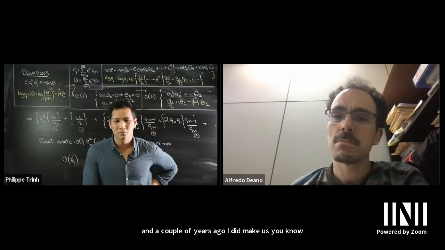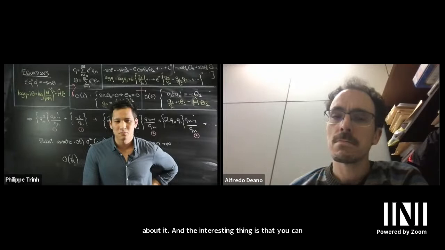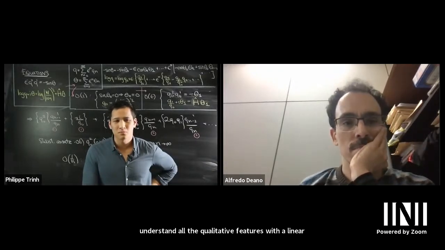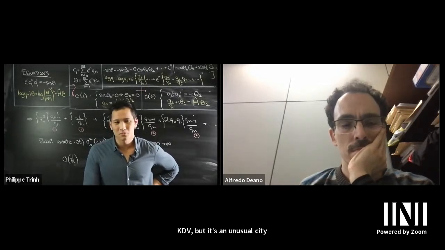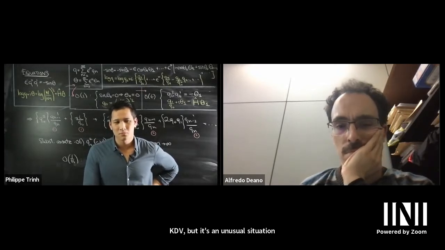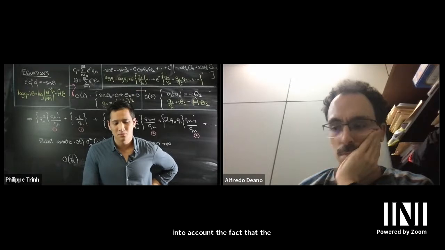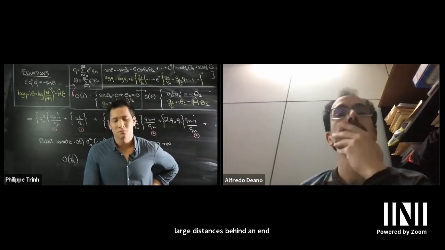The interesting thing is that you can understand all the qualitative features with a linear theory. It turns out to be some linearization of KdV, but it's an unusual situation where the tide is coming in with one speed, and it meets the river flowing downstream with a different speed. Now, you can superpose ordinary linear waves given by the dispersion relation, but the superposition has to take into account the fact that at large distances behind and in front, you've got different depths. It brings a pole into the superposition.